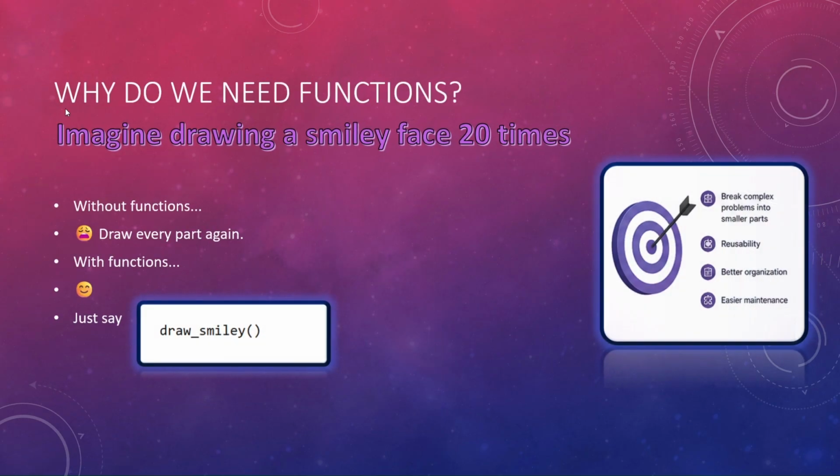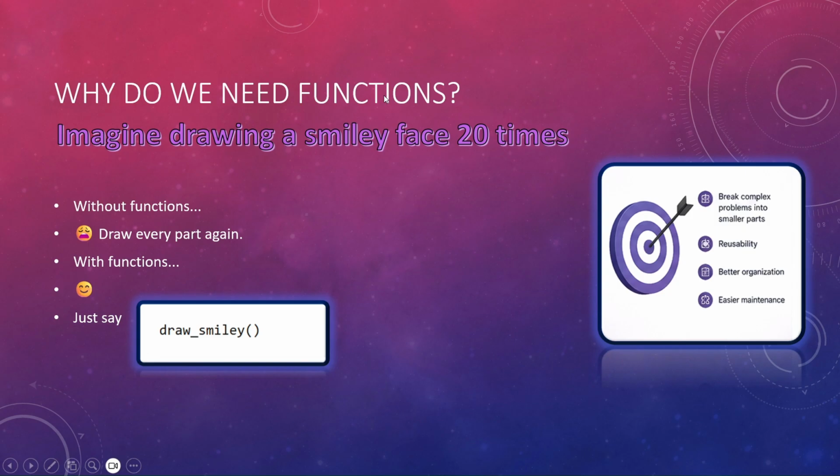Why do we need functions? Imagine drawing a smiley 20 times. If you need to do the same work again and again, hundreds of times, rather than writing 100 lines of code, what would you recommend? You would always want to do a one-liner, right? So what would you do? Just call the function and it will write 20 times, 100 times, or whatever is defined inside the function.